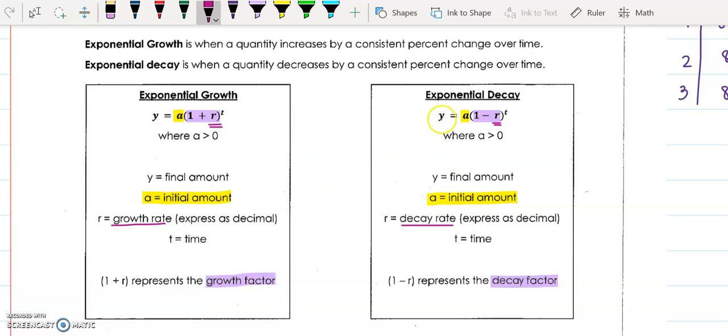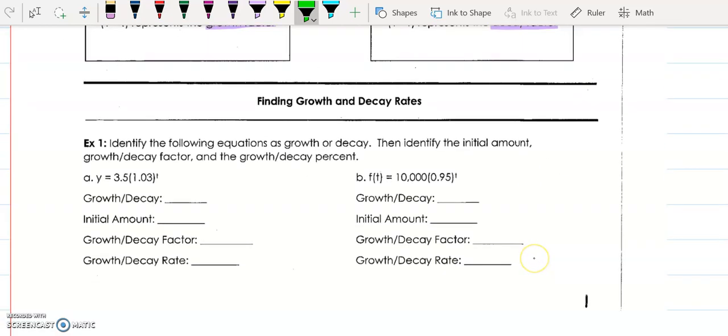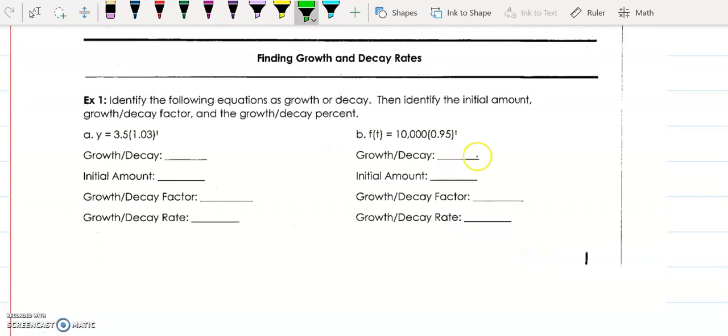And then Y is just the final amount after we have substituted into the equation our initial value and our growth rate, and then some amount of time that the function has been allowed to grow or decay. So we've got our time up here, and we'll substitute a value for that as well. So let's look at a couple of examples of this. So we're going to be finding growth and decay rates as well as the other important parts of these functions.